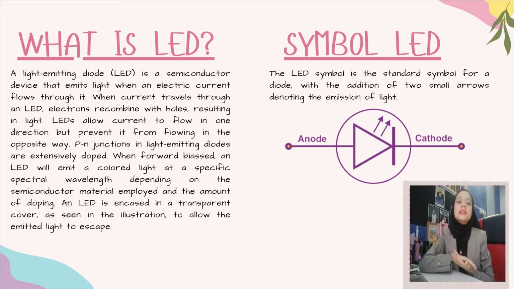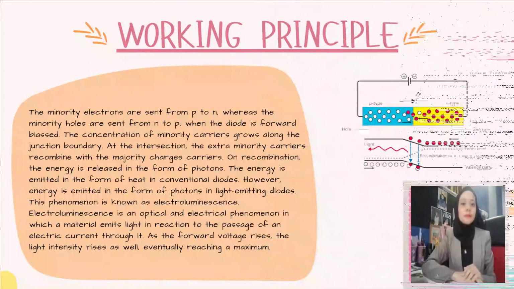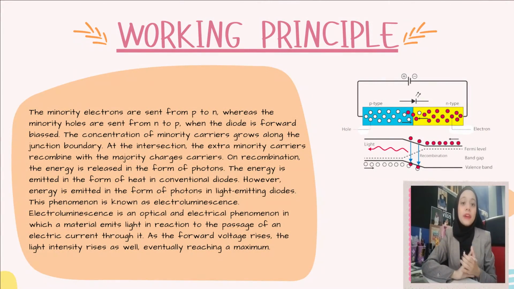The LED symbol is the standard symbol for a diode, with an addition of two small arrows denoting the emission of light. Working principle of LED. The minority electrons are sent from P to N, whereas the minority holes are sent from N to P. When the diode is forward biased, the concentration of minority carriers grows along the junction boundary. At the intersection, the extra minority carriers recombine with the majority charge carriers.